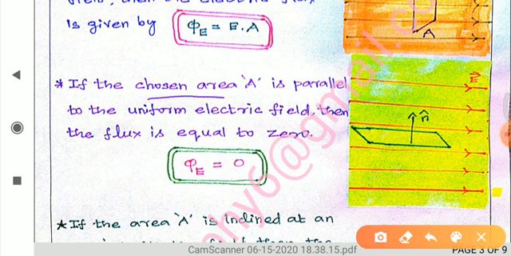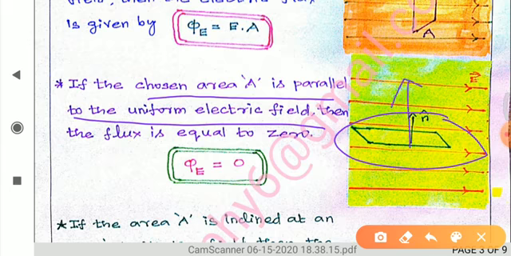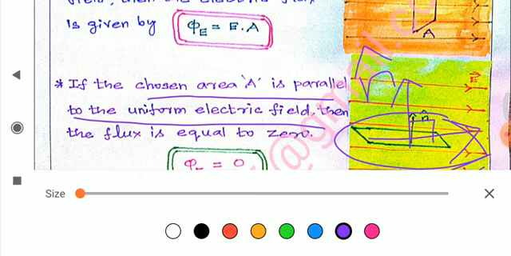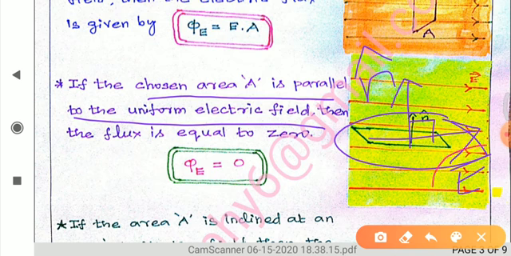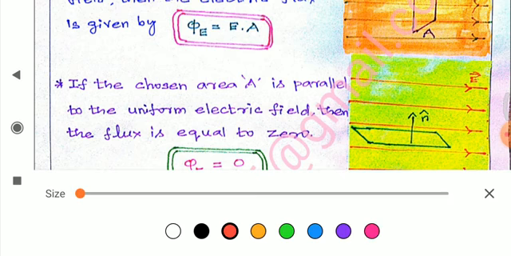Then in the next one, we can see the image. The chosen area A is parallel to the uniform electric field. Here we can see that the surface is parallel to the direction of the electric field. So this will be the normal drawn to the surface, and this will be the direction of the electric field. What is the angle between them? That is exactly 90 degrees. Already we know that cos theta is the cosine of the angle between the electric field and the normal drawn to the surface. So theta is equal to 90. What is the value of cos 90? It is equal to 0.